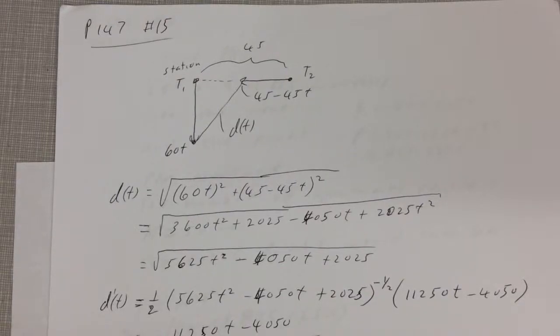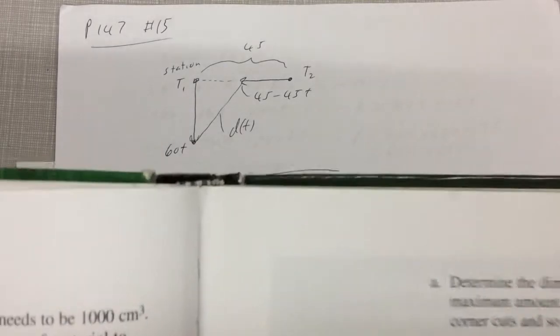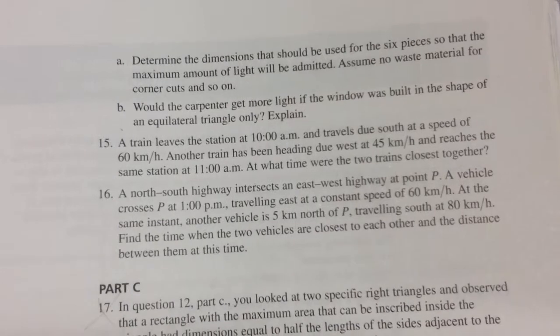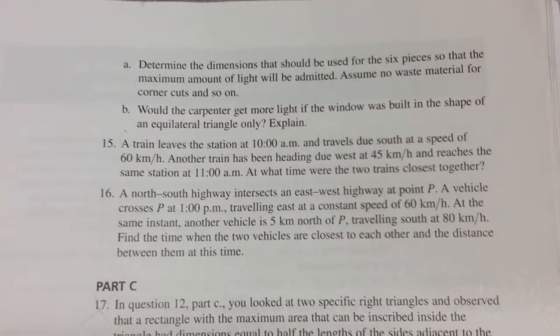Okay, we're going to look at a few more problems. So one more from page 147, and then some from the economics, and then another one involving the cone inside of a sphere. So number 15 here, we're looking at a speed distance problem.